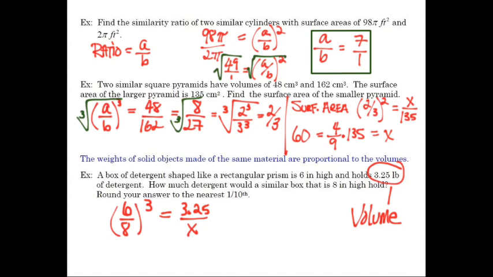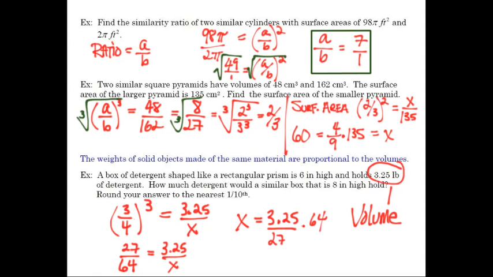So now I plug through it. I just cube 6 and I cube 8 and cross multiply. If I reduce it first, it's maybe a little bit easier. So I get 27 over 64 is 3.25 over x. Cross multiply, and you're going to get that x is around 7.7 pounds. So I'd hold around 7.7 pounds of material by going from a 2-inch difference in the height of detergent.